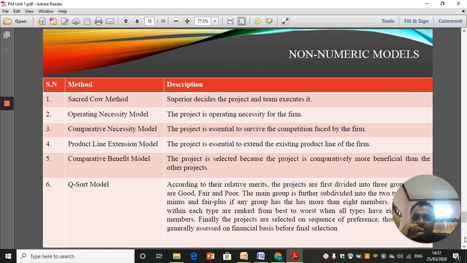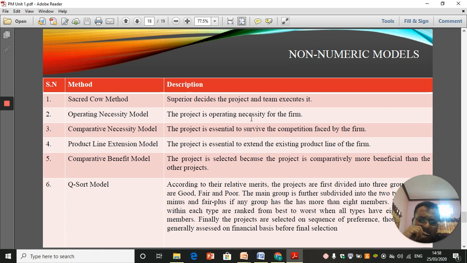Let us go for non-numeric models. There are 6 non-numeric models. Sacred cow method: the superior decides the project and the team executes it. So the boss is always right. Whatever the boss says, they treat it as a sacred cow and they just go for the project, and the team executes it. Operating necessity model: some of the projects are very important for the operating necessity of the firm. Without them, they cannot operate.